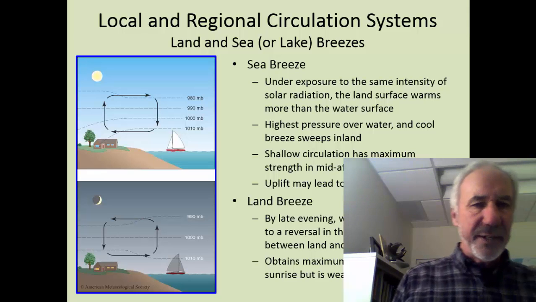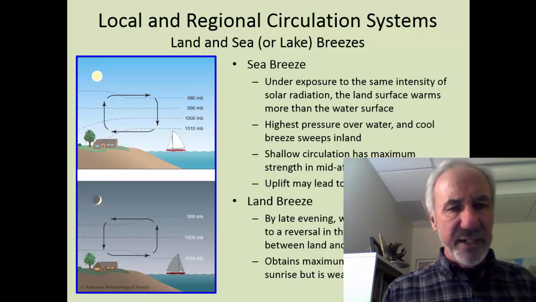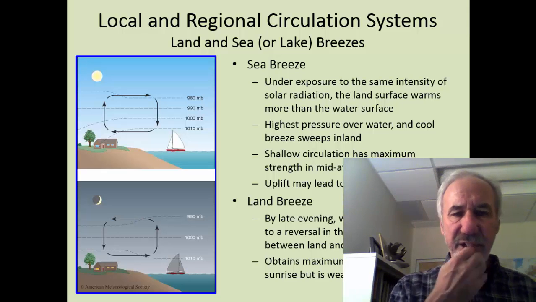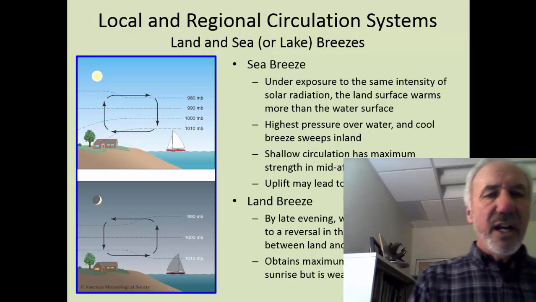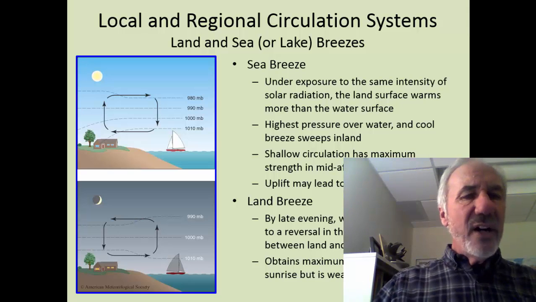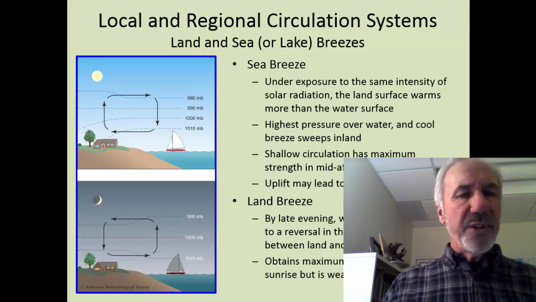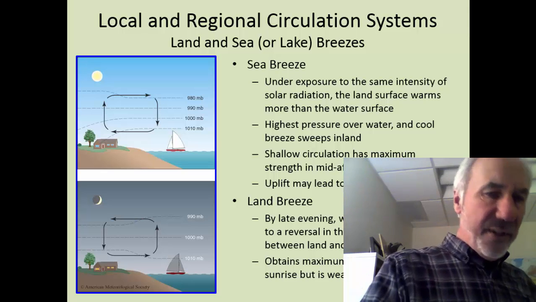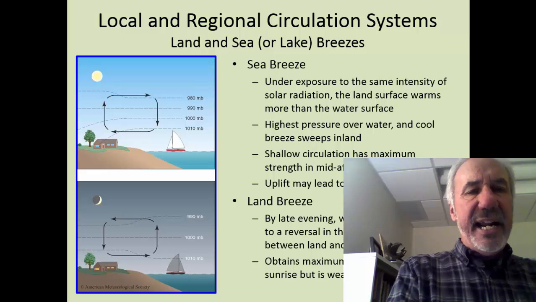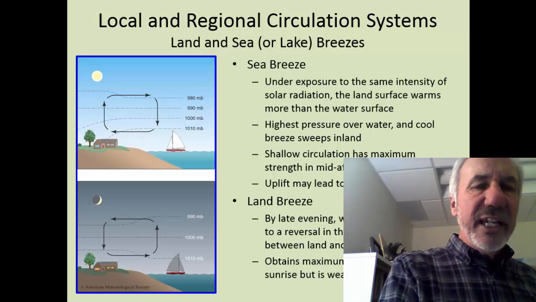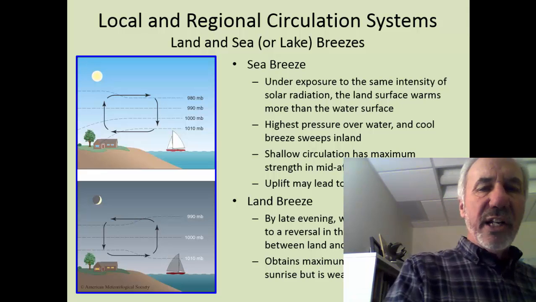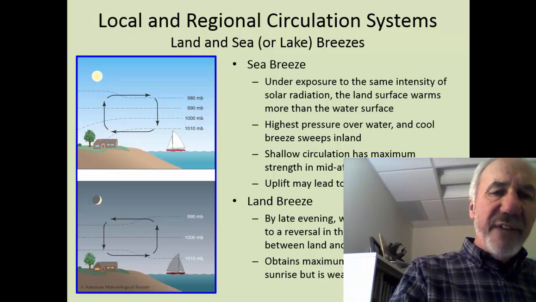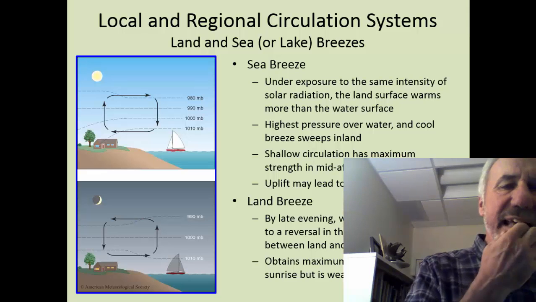Let's look at the top picture there. This is going to be during the day. The sun is out, and you're along a coastline of either a large lake or a seashore under ideal conditions. The sun comes up, and the land is going to heat up more than the water. The land heats the air above it, and that air rises. If we lift air above the land, we create some lower pressure at the surface, so the air off the ocean is going to flow in to meet that low.